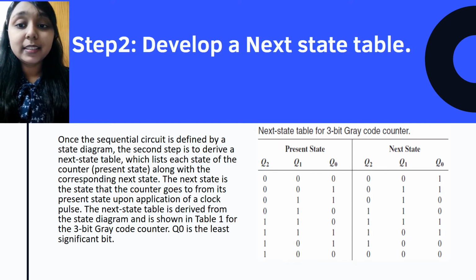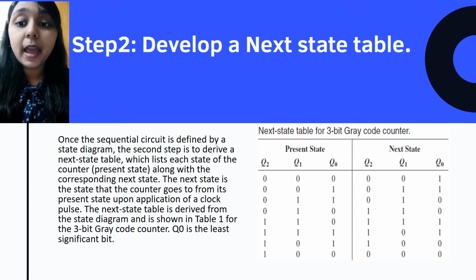Once the sequential circuit is defined by a state diagram, the second step is to derive a next state table, which lists each state of the counter along with the corresponding next state. The next state is the state the counter goes to from its present state upon application of a clock pulse. The next state is derived from the state diagram and is shown in Table 1 for the 3-bit Gray code number. Q0 is the least significant bit.